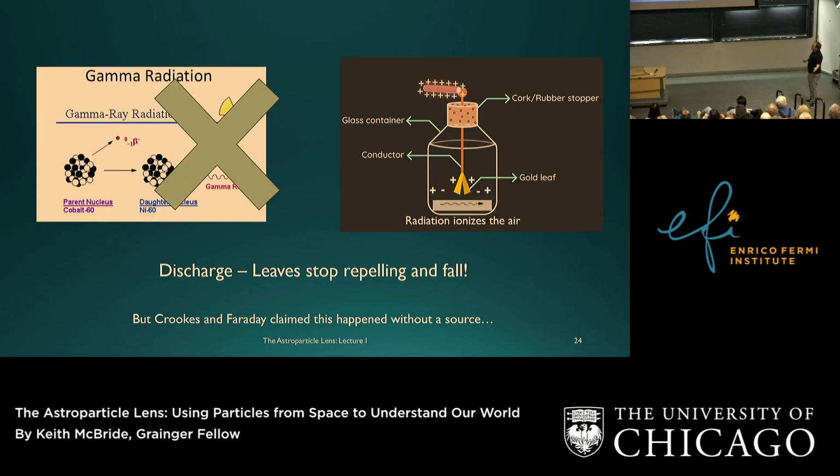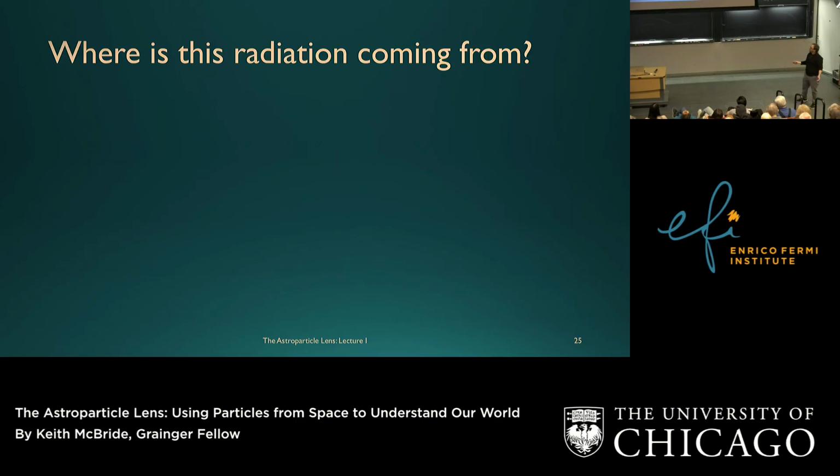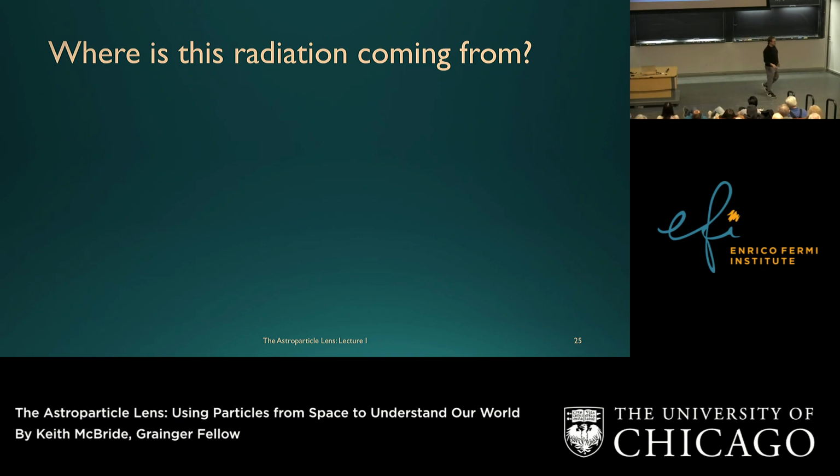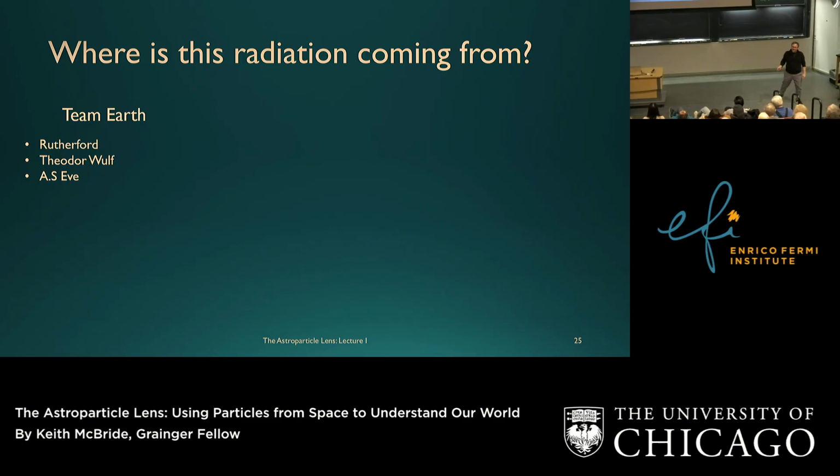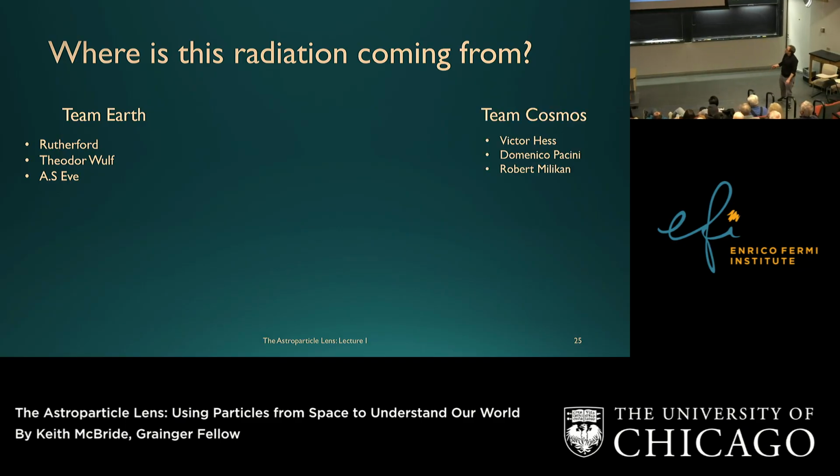Okay? But the thing is, Crookes and Faraday said this happens without a source nearby. They don't have to put radium near their electroscopes. This is just happening. Is there just radium all around us? Is there radioactive material? Are we all made of radioactive material? What's going on? Where is this radiation coming from? And so for about 20 or so years, it was debated, and there were two teams. There was Team Earth, and there was Team Cosmos.